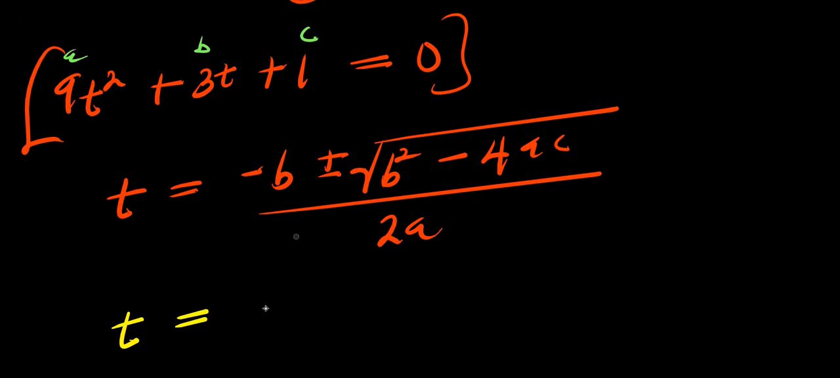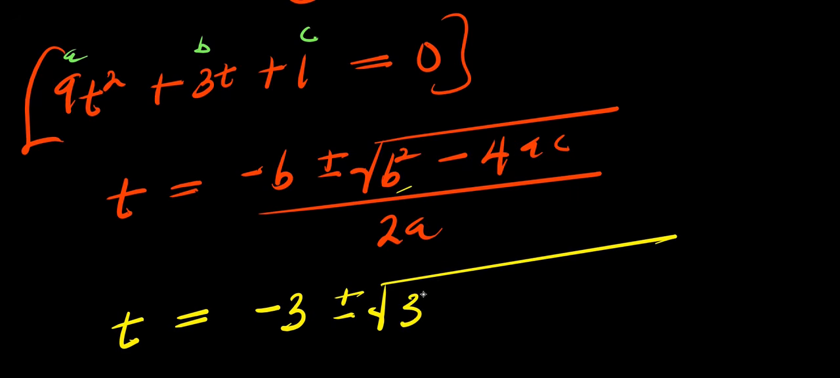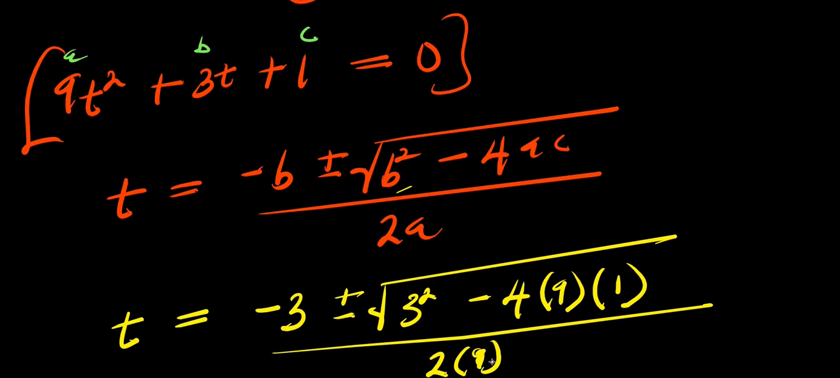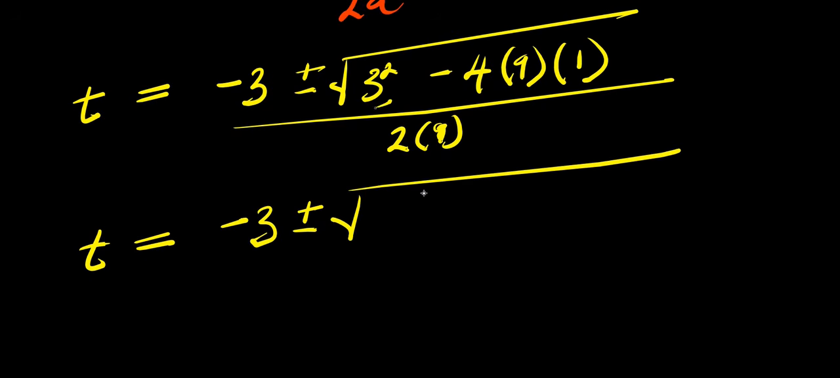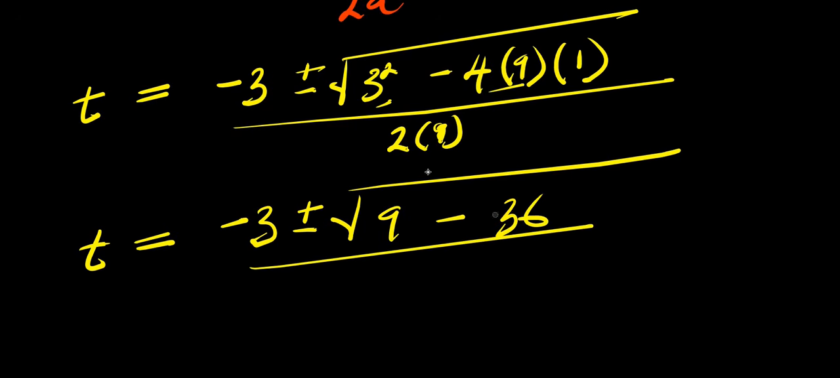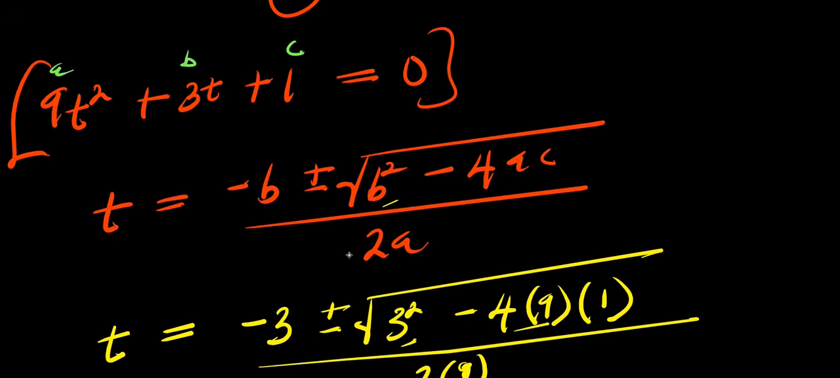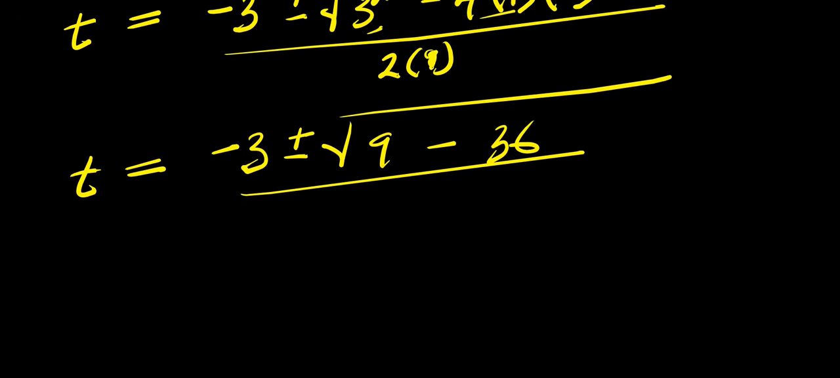I have t equals negative b, negative 3, plus or minus square root of b squared, that is 3 power 2, minus 4 times a, which is 9, times c, which is 1, divided by 2 times a, which is 9. So from here, I have t equals negative 3 plus or minus square root of 3 squared, 3 times 3, that is 9, minus 4 times 9. 4 times 9 will give you 36. Divided by 2 times a. Our a is 9, so we have 2 times 9, that is 18.